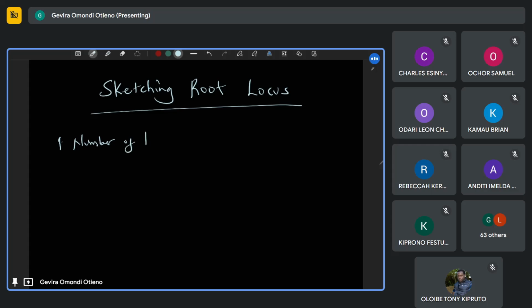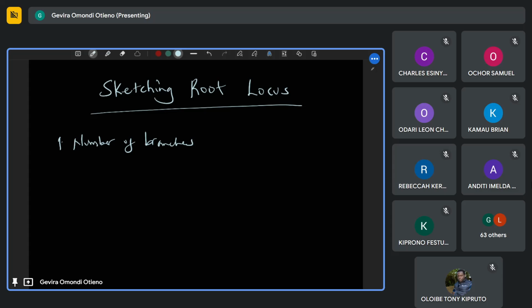Number of branches. Remember, at this stage, we are only sketching. So I'm going to do very, very basic sketches. So please pay attention, because this is where you develop the skills to plot root locus. I can already tell you, your CAT is going to have sketching root locus. Your exam is going to have sketching root locus. You will not escape it.